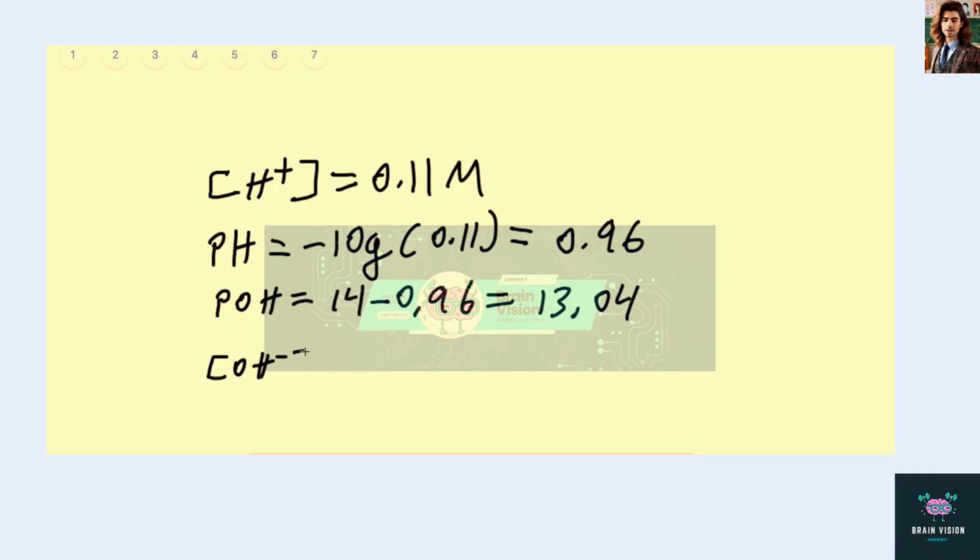And the concentration of base is 10 to the negative pOH, which equals 9.12 times 10 to the negative 14th molarity. So this is the way you can approach these kind of strong acid problems.